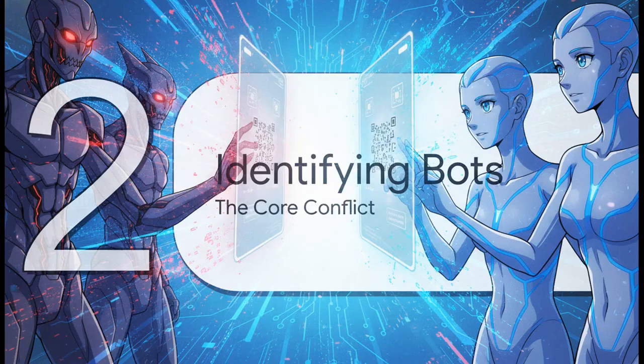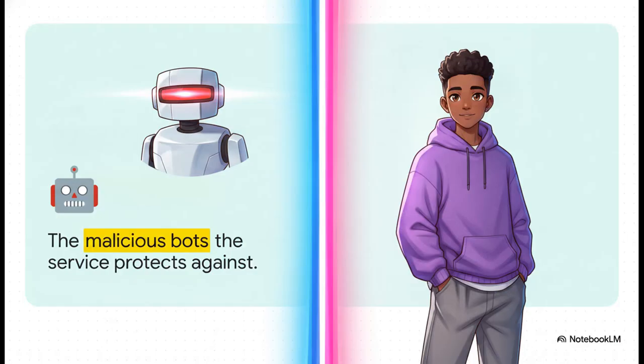Moving on to Section 2, identifying malicious bots, the core conflict. And this brilliantly illustrates the central dichotomy established by the text. On one side, we've got malicious bots. That's the defined threat the service is protecting against. On the flip side, we have you, the subject currently under investigation. The entire existence of this screen is predicated on distinguishing between these two exact entities, the threat it absolutely has to block and the human user it needs to verify.